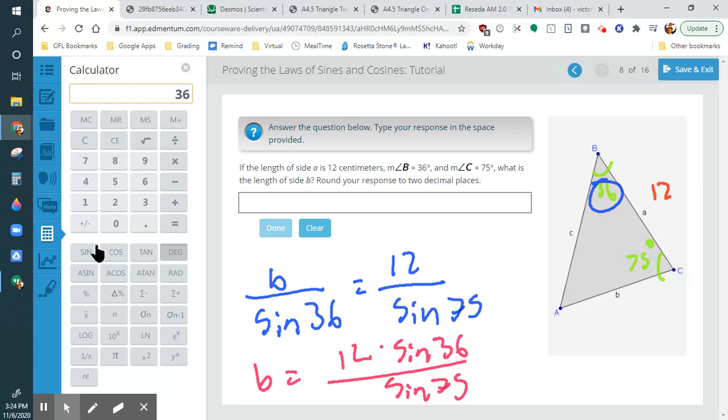36 sine that. I really hate how they have to do it this way. Then I'm going to multiply. So I did sine of 36 right now. Then I have to multiply this by 12. Then, here's the nasty part. I have to write this down to save for later.